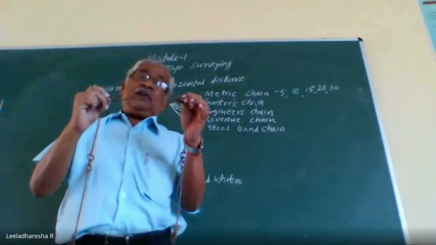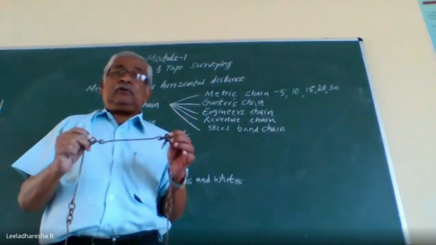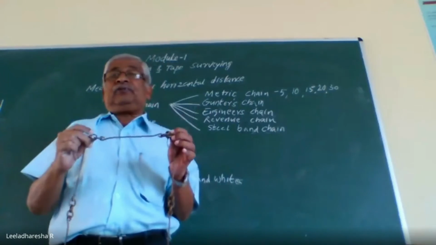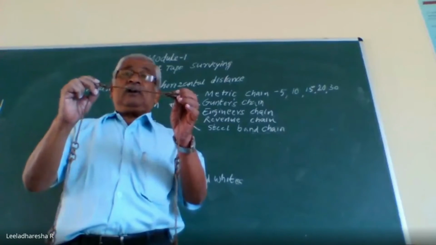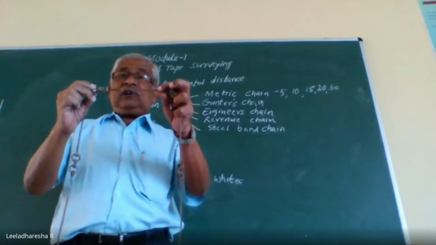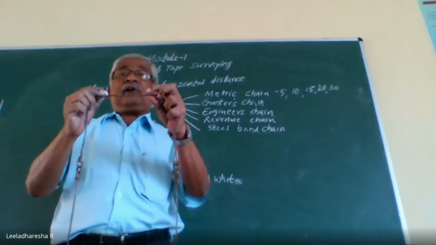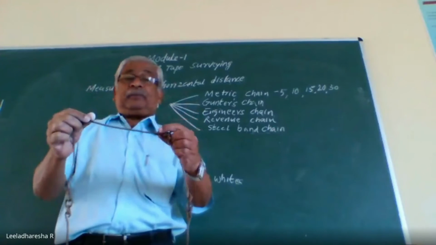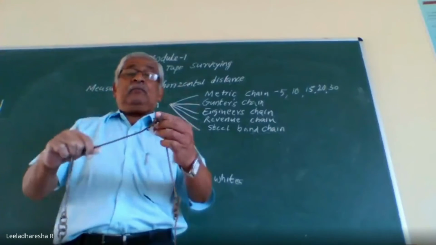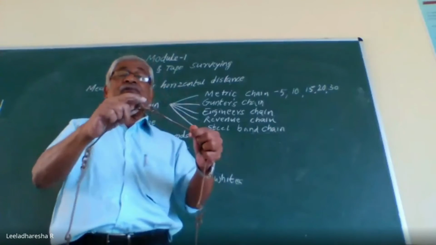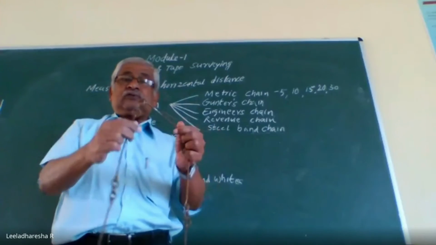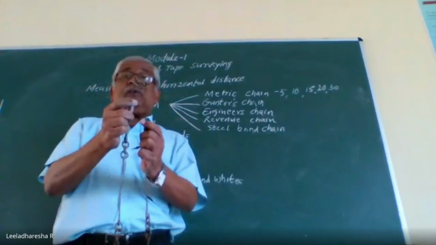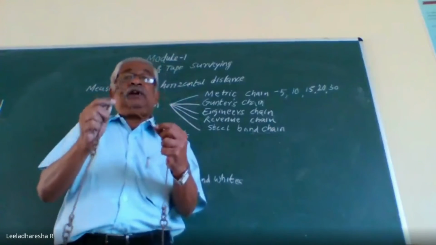So, for any metric chain, whether it is 5 meter total length, or 10 meter, or 20 meter, or 30 meter total length, it will consist of links made of steel wire of 3 to 4 mm diameter, given this particular shape. This link is connected by means of 3 rings, so that it can be rotated or folded. So it acts as a hinge.